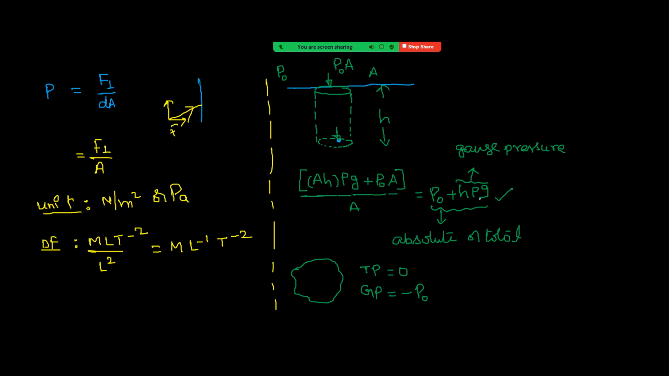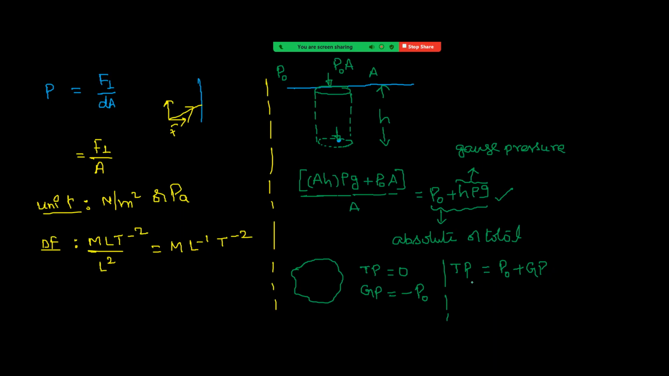So total pressure is equal to the pressure of atmosphere plus gauge pressure. Here the total value is 0. Coming to gauge pressure, it is minus P naught because the total value is 0. Gauge pressure equals total value minus P naught. So excess pressure over atmospheric pressure is called gauge pressure.